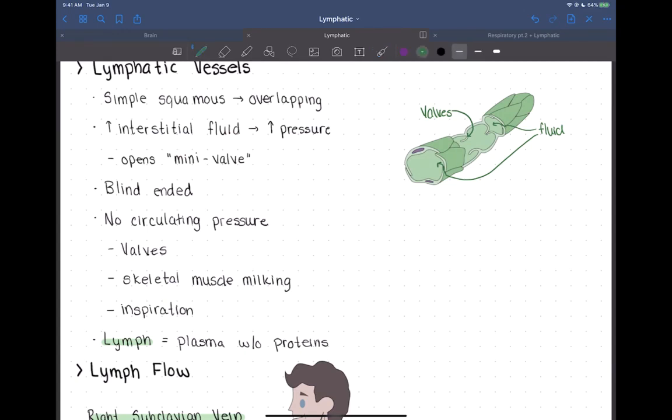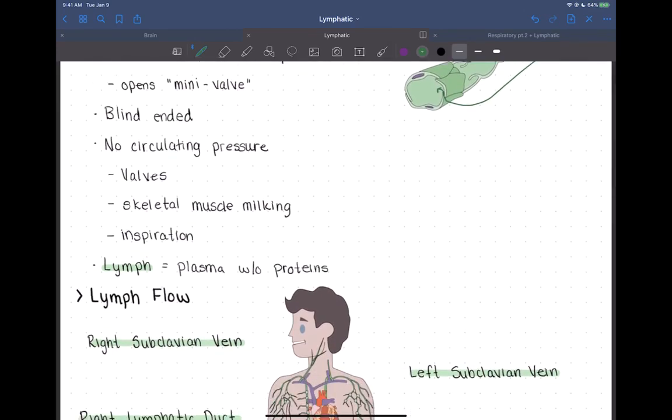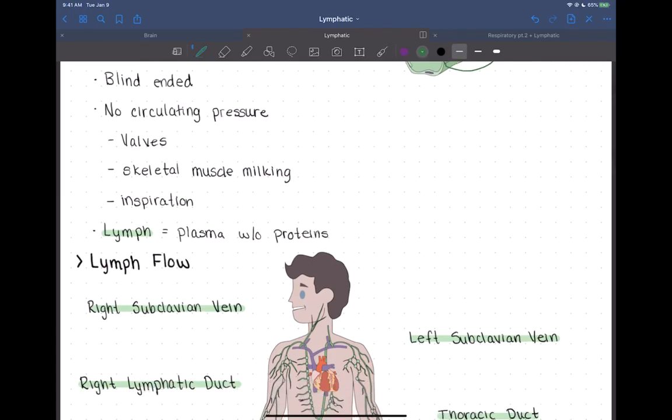And then also, lymph vessels use skeletal muscle milking to help move that lymph upwards. All right, just like veins. So as you move, you're squeezing venous blood and lymph up, against gravity. And inspiration also assists in movement of lymph.